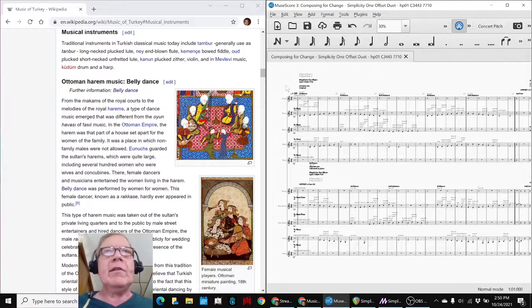Yeah, this is a good place to start. So we were looking at Turkish music, and it said the traditional instruments include, among other things, a flute and a harp. So over here on our Simplicity, we have set this to be a flute for the melody and the ornamentation to be harp, and this is what we get.